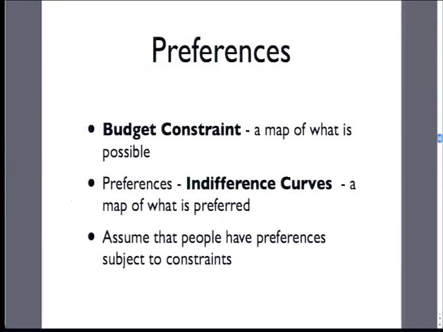OK. So now we're going to talk about what people prefer to do. So we've got the budget constraint down. We have a map of what is possible, what you can afford. But then we have people's preferences. What could they prefer to do? What would they want to do? What would they want to consume?